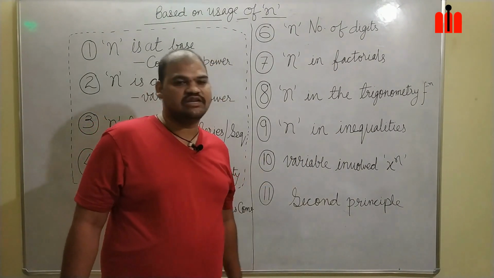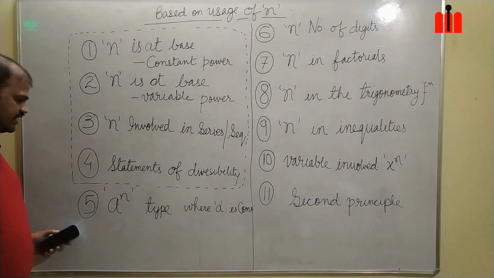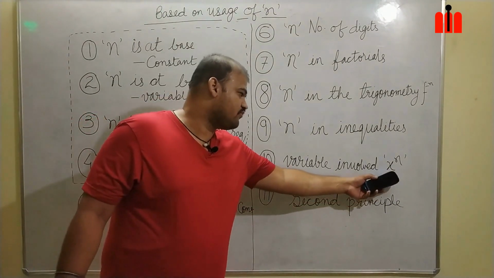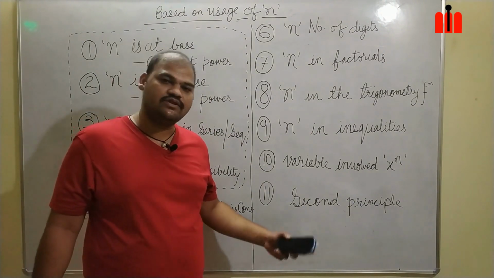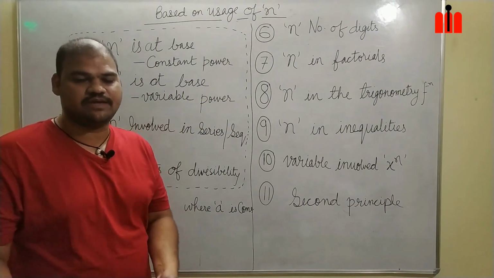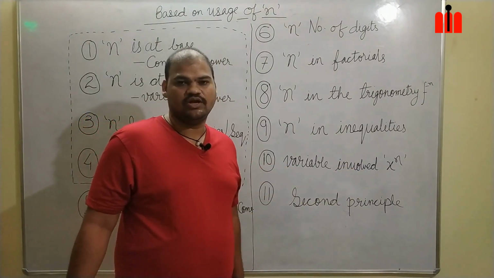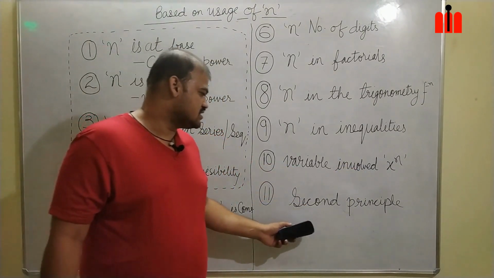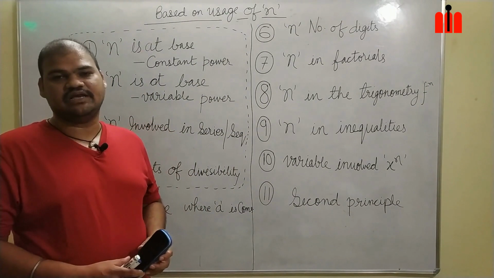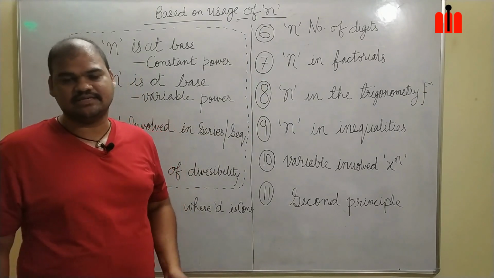Another category is variables involved. What is the difference between category number 10 and category number 5? In category number 5 we are using a to the power of n, where a is a constant. Here we are using x to the power of n. X is not a constant here, it's a variable. Like x to the power of n minus y to the power of n is divisible by x minus y. Such type of problems where we are involving variables. Next, at last we will discuss the second principle.